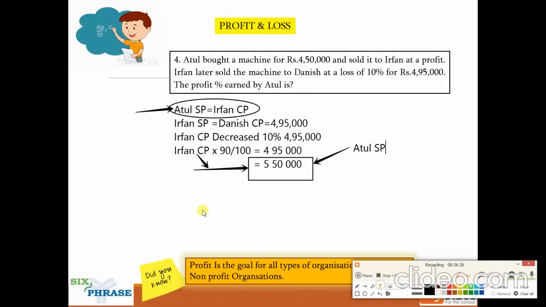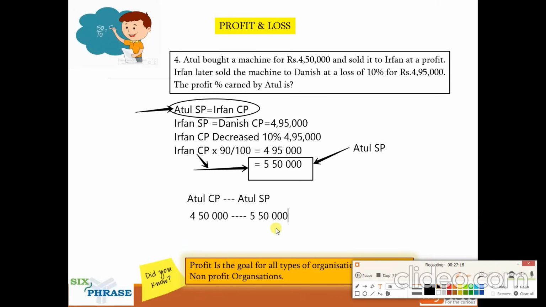So right now we have Atul's CP and SP. Using that, we'll find the profit percentage. How do you find the profit percentage, guys? Atul's CP is given and Atul's SP is also given. You just have to find the increase percentage. Remember, profit percentage is the same as the increase percentage. So you have to find the increase percentage between 4,50,000 and 5,50,000.